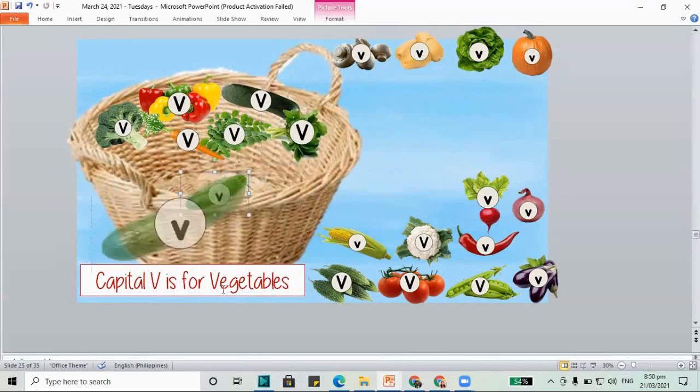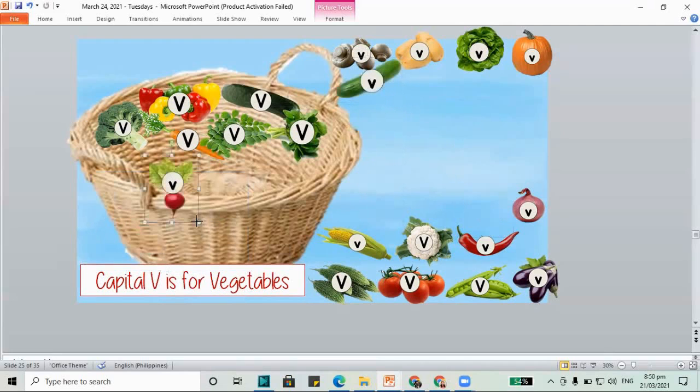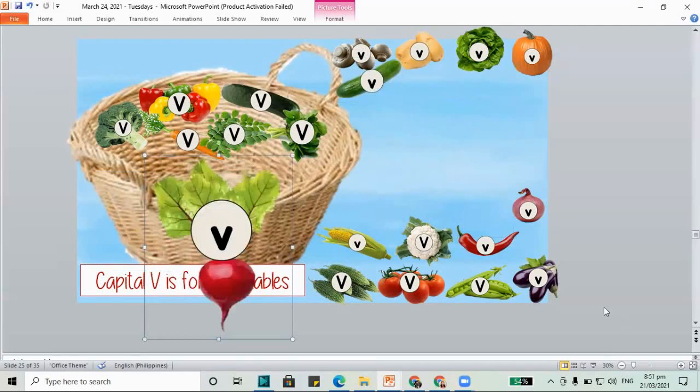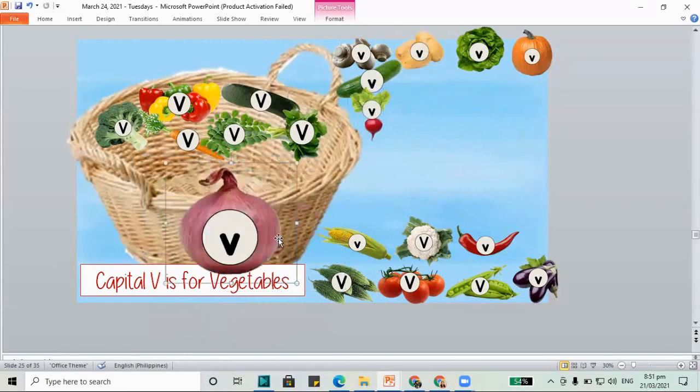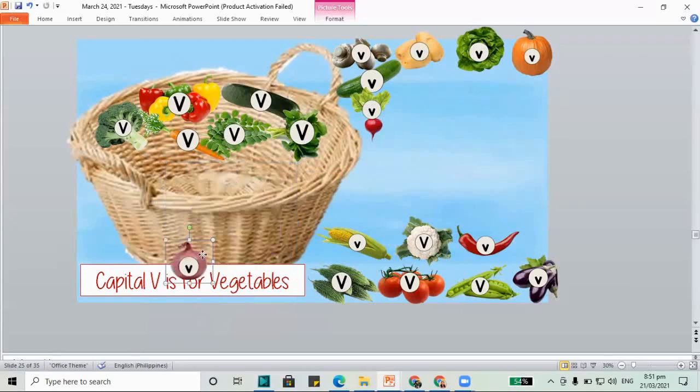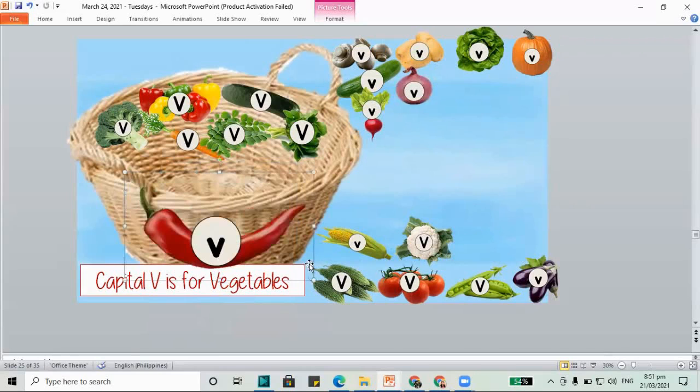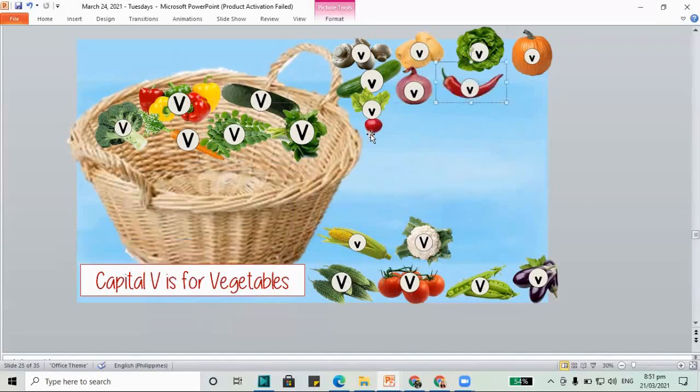How about the cucumber? Does it have capital V? No, this is lowercase. Let's put it back. How about the radish? Does it have capital V? No, this is lowercase. Let's put it back. How about the onion? Does it have capital V? No, this is lowercase v. How about the chili pepper? Does it have capital V? No, this is lowercase. Remember, we need to only get our capital V's.